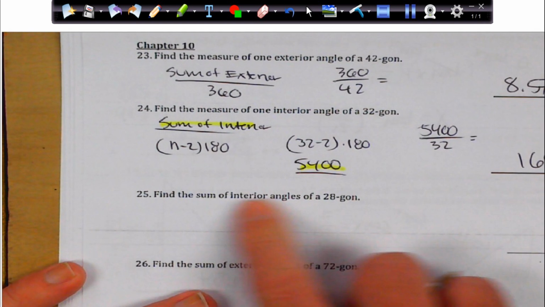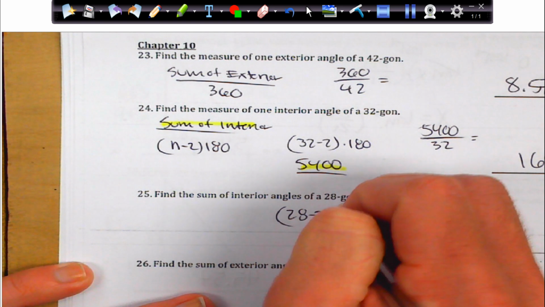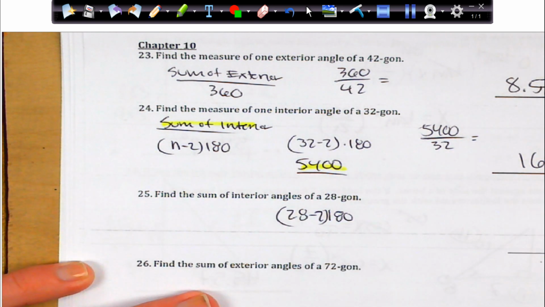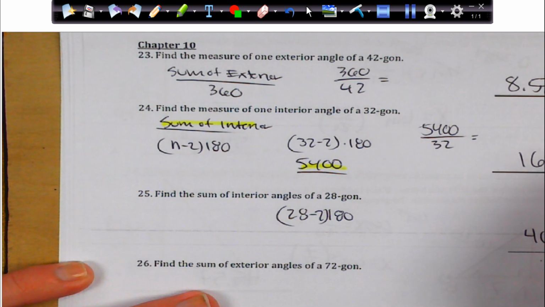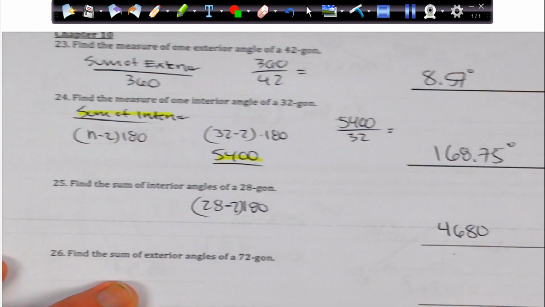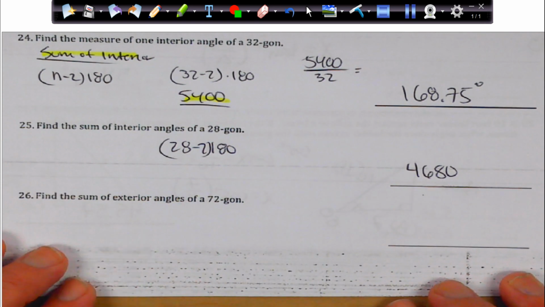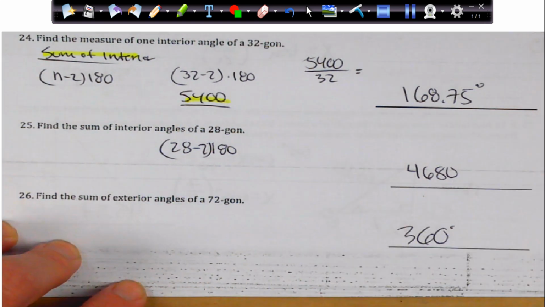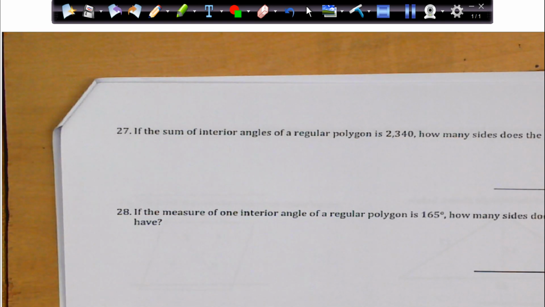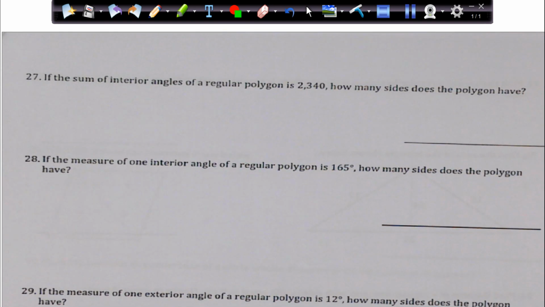All right, so the sum of the interior, we're going to use the same formula as up here, so 28 minus 2 times 180, so that's basically 26 times 180, and we get 4,680. I'm sorry, you couldn't even see my answer over there. The sum of the exteriors of the 72-gon, everyone is 360, okay?